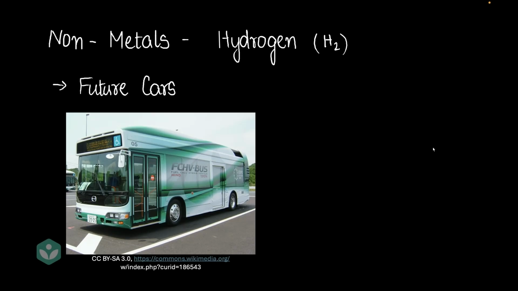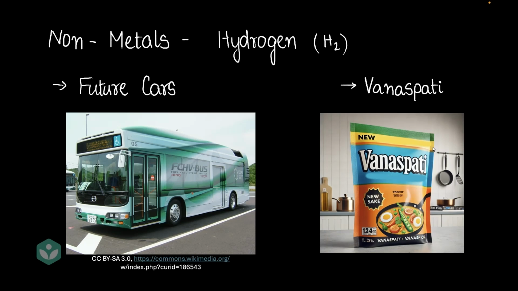Great. Another place where hydrogen is useful is in producing vanaspati. Vanaspati, what is often called by the brand name Dalda, is hydrogenated vegetable oil. It's vegetable oil taken and a few hydrogen bonds are created with the oil, and that makes Dalda. Okay, that's just a picture for reference.